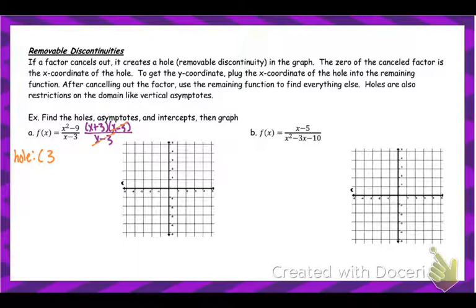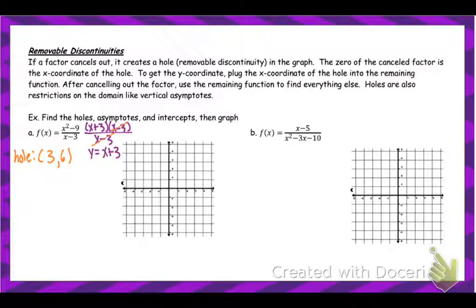Now, after it cancels out, you'll notice the only function we have left over is just x plus 3. So to graph the rest of this problem, we are just going to use the remaining function. Once it's canceled, we find the x-coordinate of the hole, and then we move on. To get the y-coordinate of the hole, I take the x-coordinate and I plug it into the remaining function. Well, if I plug that in, then I get 6.